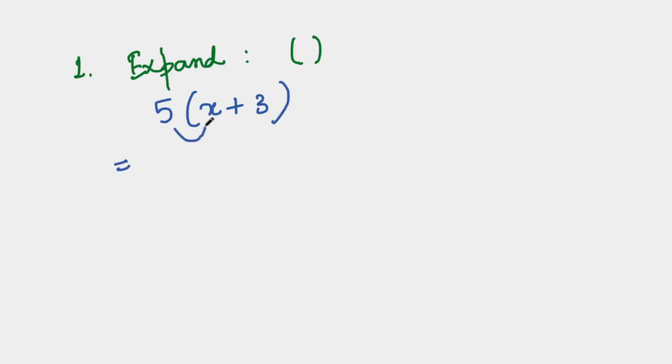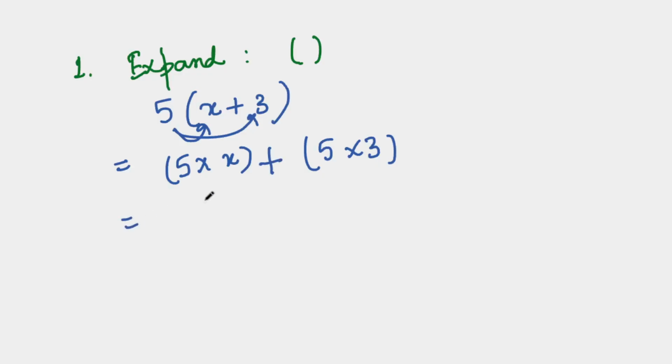Now this 5 will be multiplied by this x first. So 5 multiplied by x. Then 5 will be multiplied by this 3, right? So 5 multiplied by 3. Now we see that there is a plus sign in here, right? So we will put this plus sign here. Now 5 times x is 5x and 5 times 3 is 15. So we had this expression initially, and after expanding we get this.